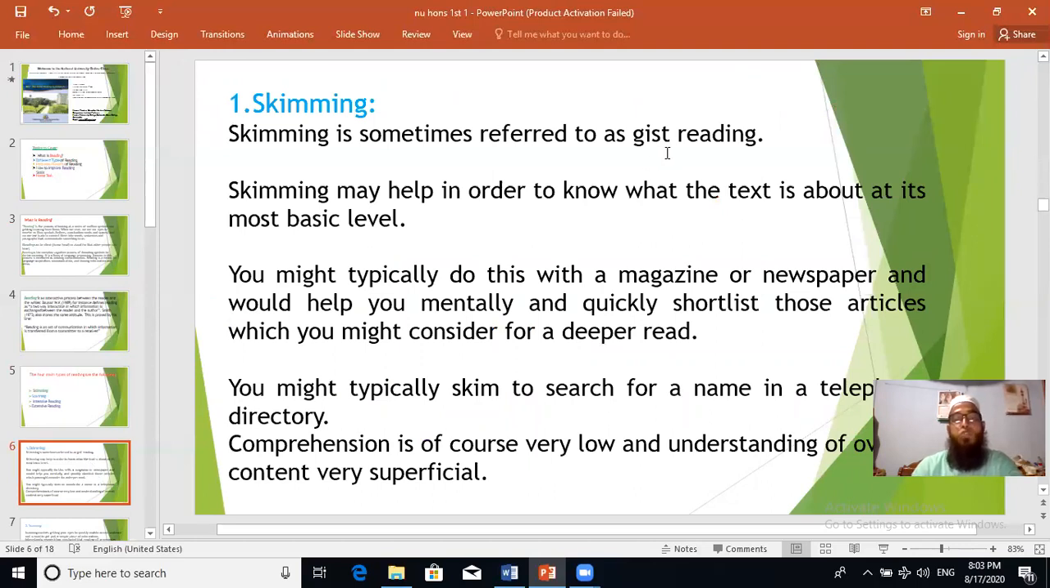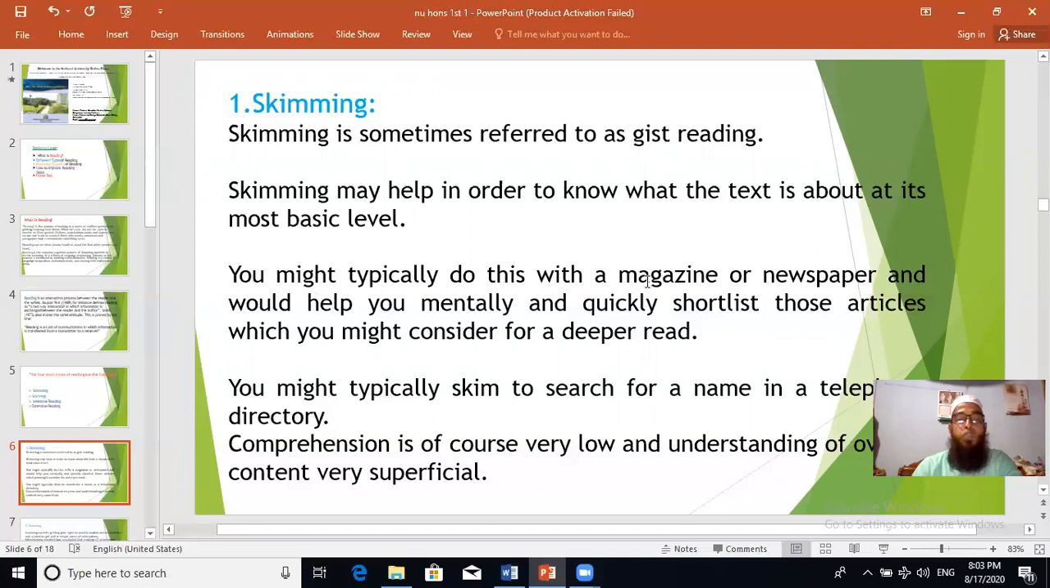Skimming is sometimes referred to as gist reading. The meaning is that when we read a passage or a story quickly to get the gist, I mean the main idea or subject matter of the story, that is skimming. Gist means main theme or idea. Skimming may help in order to know what the text is about at its most basic level. I mean, skimming is a quick reading. By this quick reading, we can get the gist or the idea about the content of the story or passage.